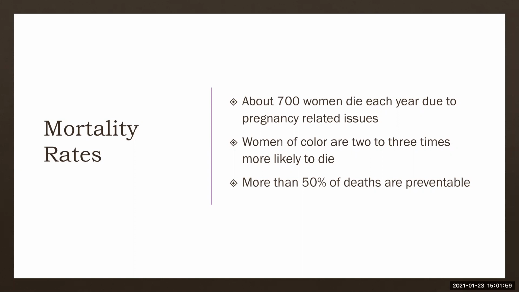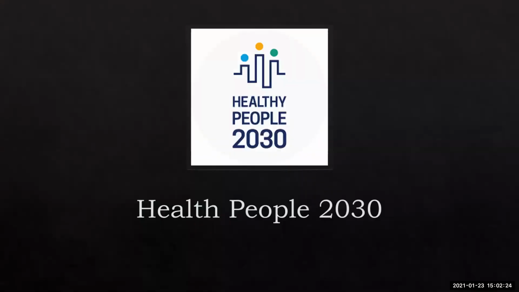There are many different initiatives to reduce the mortality rate associated with childbirth here in the US. One of those is something you've also probably heard in your nursing student career, the Healthy People goals. Healthy People is now 2030 because we have retired the 2020 goals. Healthy People 2030 has many goals that are specific to maternal child health.